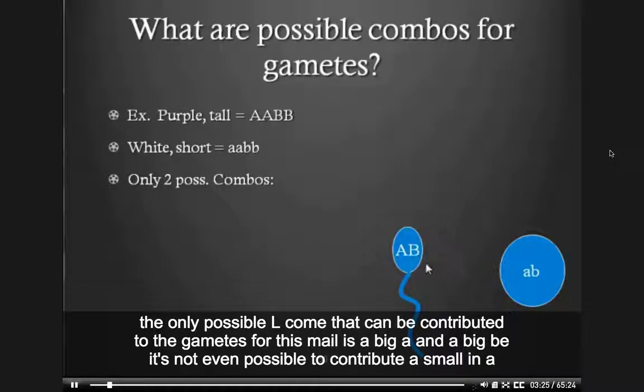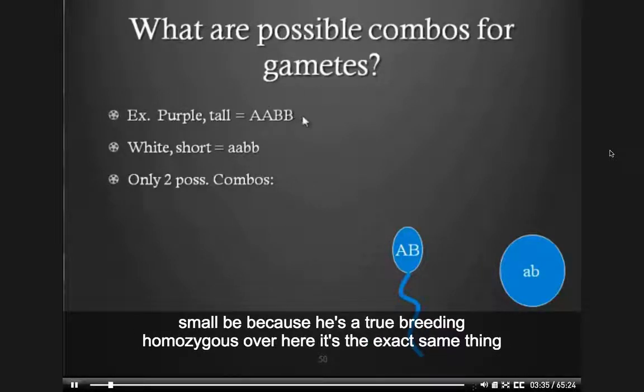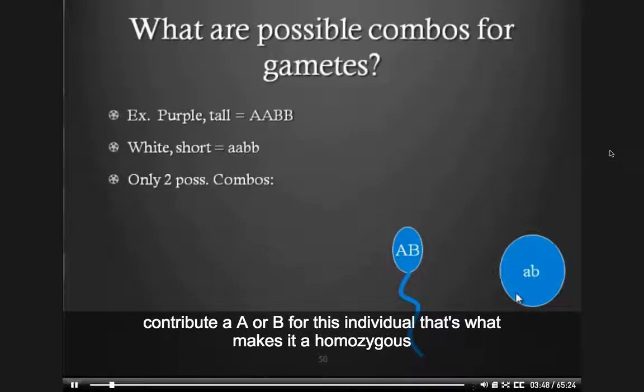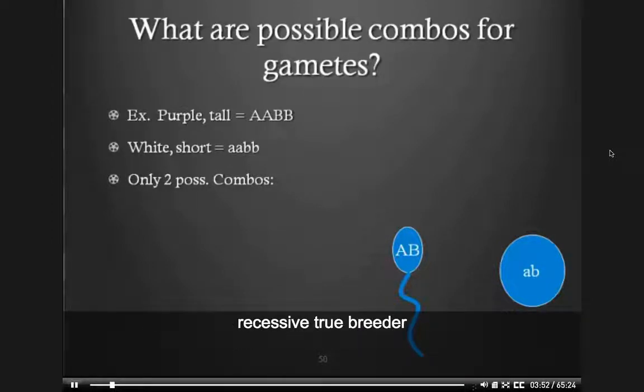The only possible outcome that can be contributed to the gametes for this male is a big A and a big B. It's not even possible to contribute a small a and a small b because he's a true breeding homozygote. Over here, it's the exact same thing. All that this individual can contribute is a little a and a little b. It's not possible to contribute a big A or a big B for this individual. That's what makes it a homozygous recessive true breeder.